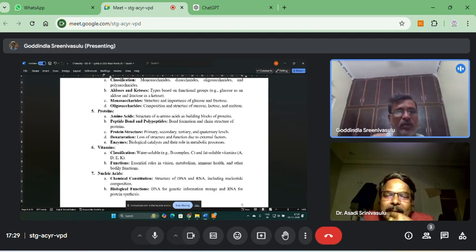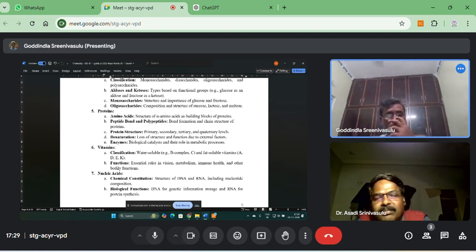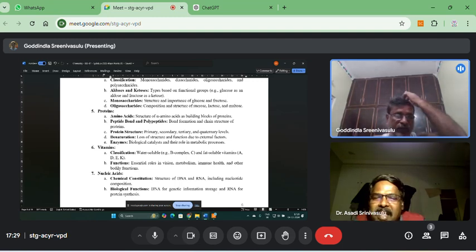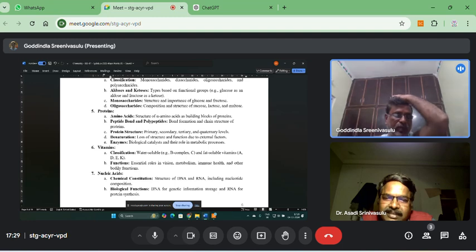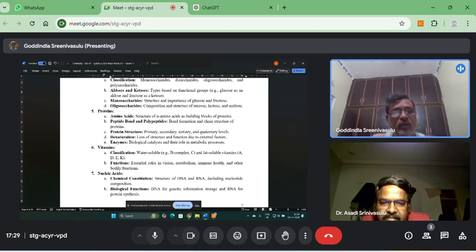The protein structure: primary structure, secondary structure, tertiary structure, and quaternary levels. Under different conditions they will have different shapes. Denaturation is the loss of the structure and function due to external factors. Enzymes are also some sort of proteins. They are biological catalysts. Their role in metabolic process is very important.